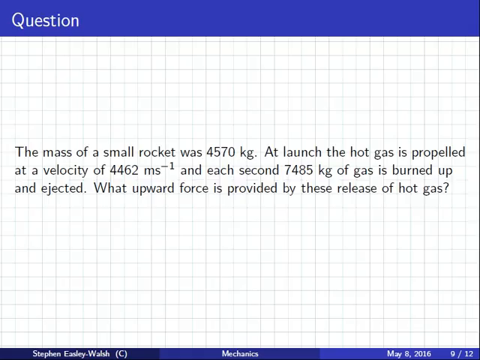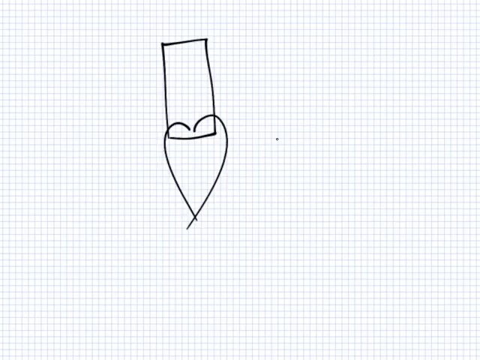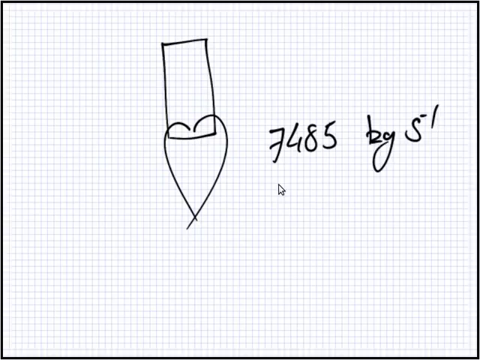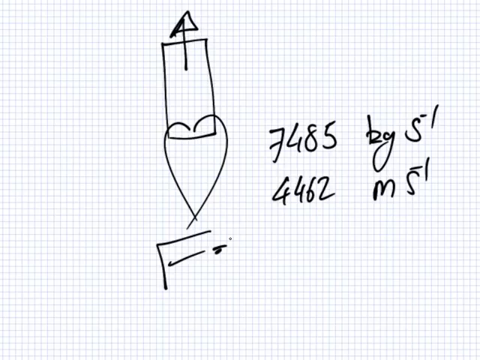Now, let's have a look at this one. You might realize that you actually don't need to know the mass of the rockets. I put that in to distract you. You only need to know the velocity of the gas and how much gas is used per second. How much gas comes out per second? 7,485 kilograms per second. And how fast does it come out? 4,462 meters per second.